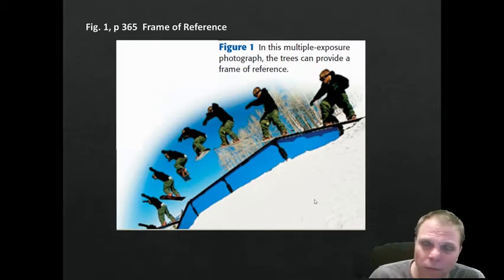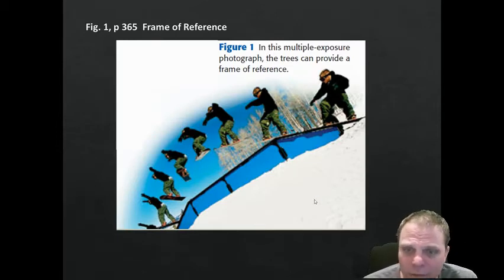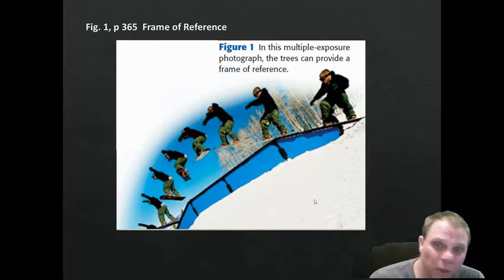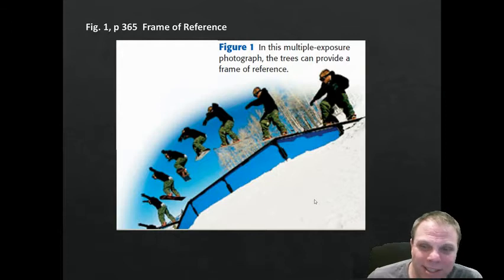Okay, so here's our frame of reference. If you'll notice, this snowboarder is going up onto the rail and going back down. So you can see that this person is changing their position, right? So they're moving. But how would we know that if we didn't have something to measure them against? Lots of things we could measure against here. One of them they're saying is the trees. The trees might be the frame of reference. We can see that his position is changing with regard to the trees.